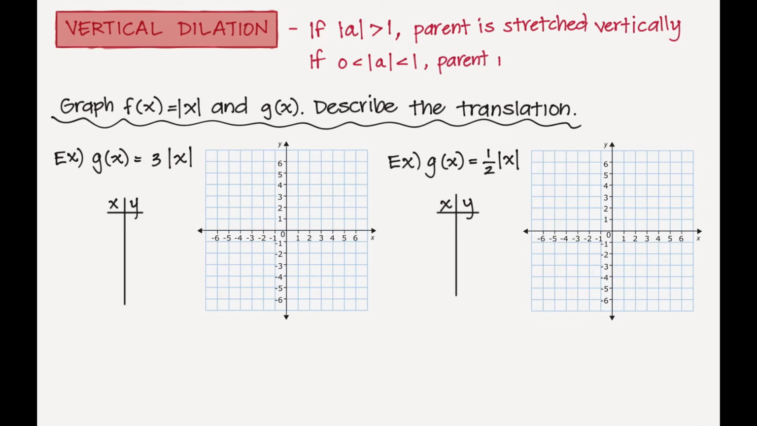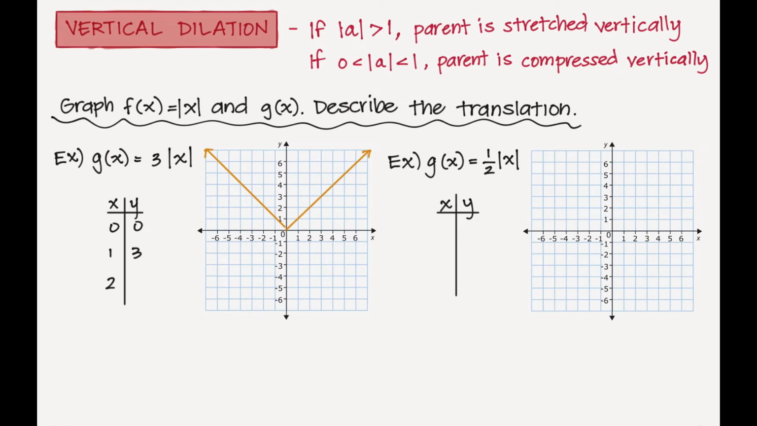And if the number is between 0 and 1, then the parent is compressed vertically. So this means it looks like it's getting flattened. Okay, so I'm going to draw the parent here, and then I'm going to figure out how to draw g of x. So it's 3 times the absolute value of x. So I'm going to just pick 3 points here and plug them in.